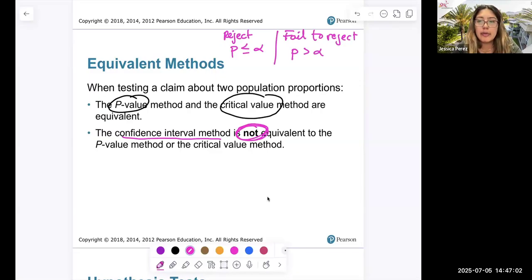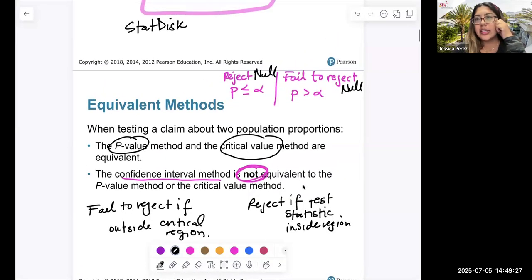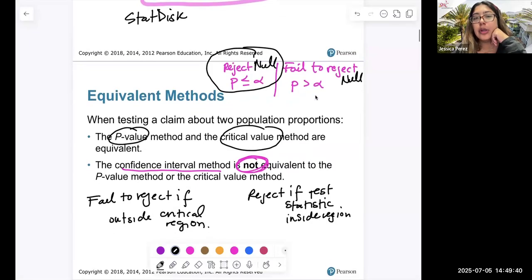Remember, we saw back in chapter 8 how we are going to be rejecting the null if the p-value is less than or equal to alpha, and we are going to fail to reject if the p-value is greater than alpha. And that's when we're doing a p-value.